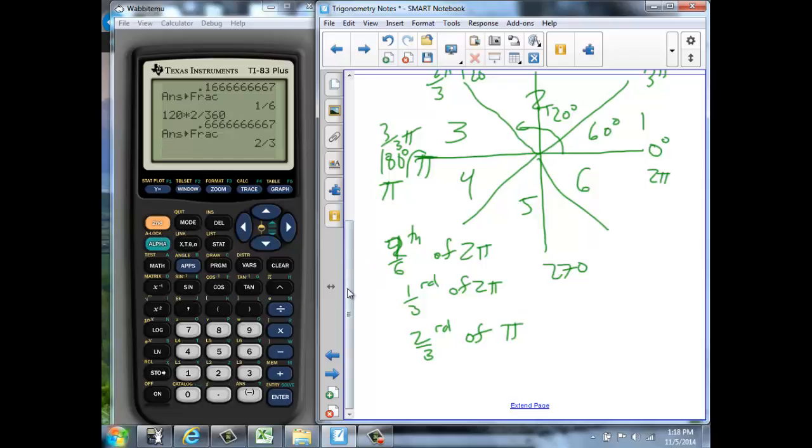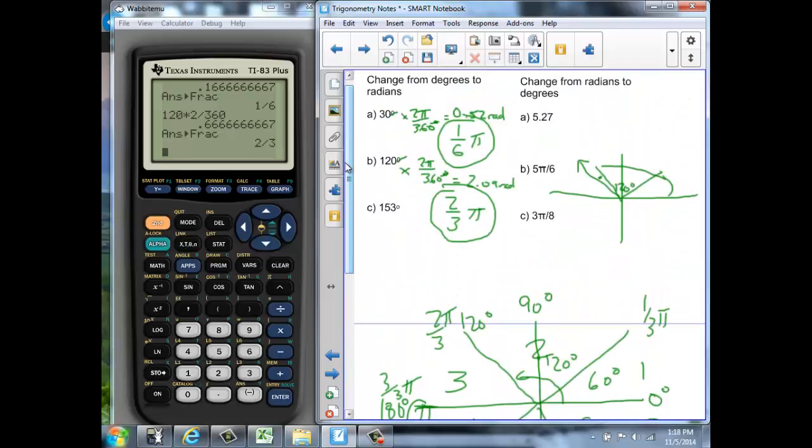Take another whole. Yeah, okay. I just don't get how you can go from 120 times 2 pi divided by 360 to 2/3 pi. That just doesn't stick in my head right now. You be patient. Yeah.